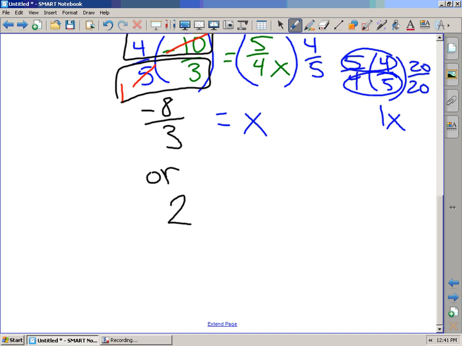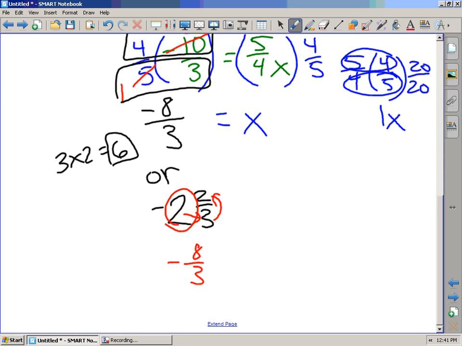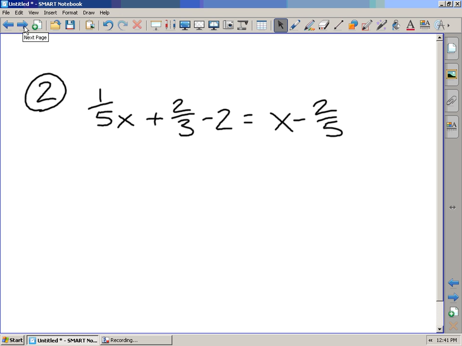I could write this as 2. 3 times 2 equals 6. The difference between 6 and 8 is 2. So you could also write this as -2 2/3. If you're not sure that you changed it to a mixed number properly, just go backwards. Multiply 2 times 3 and get 6. Add 2, and you'll go back to that 8/3. So the answer is either -8/3 or -2 2/3. Either one is correct.